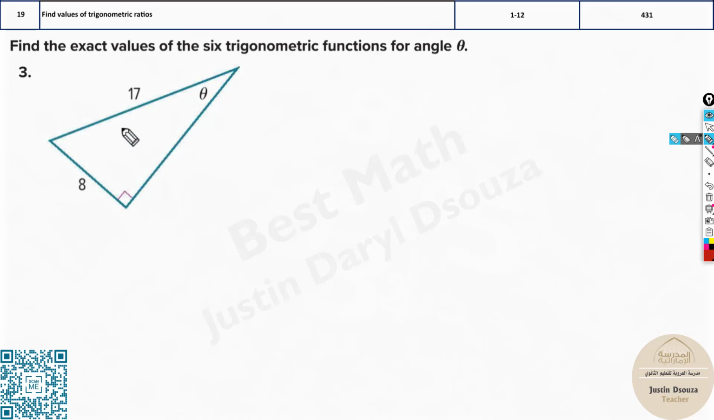Let's write what we know here. This is the hypotenuse, and then this is opposite, and adjacent is missing.